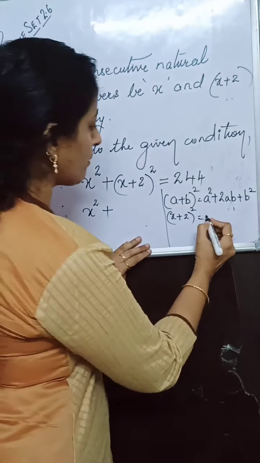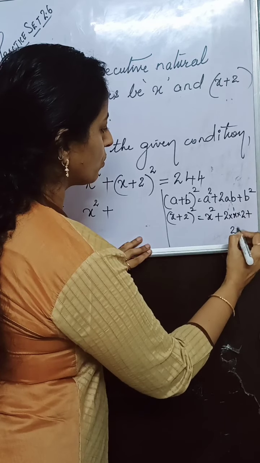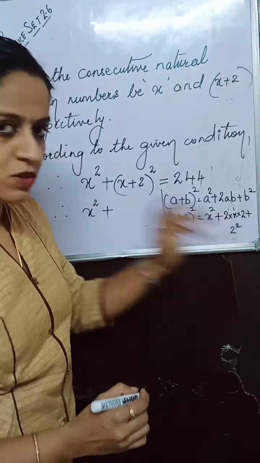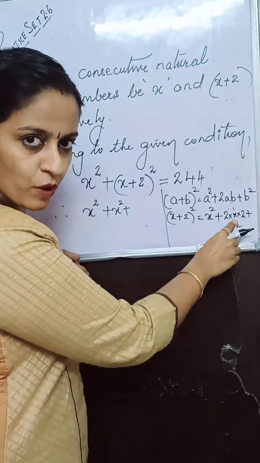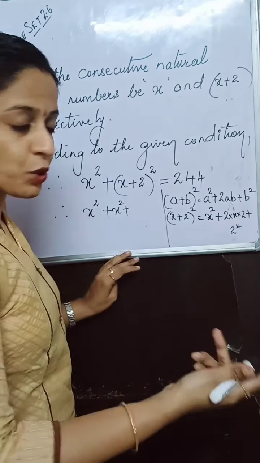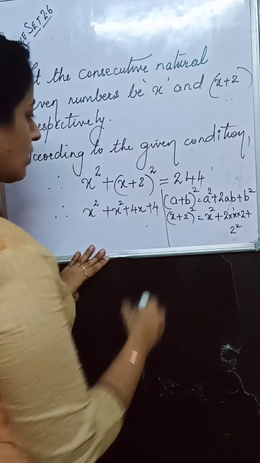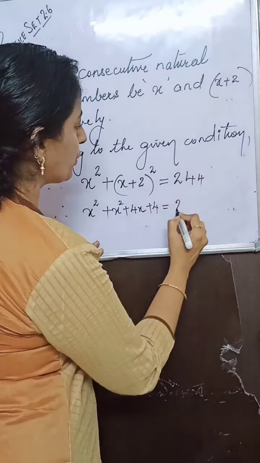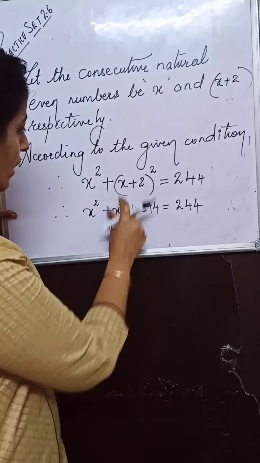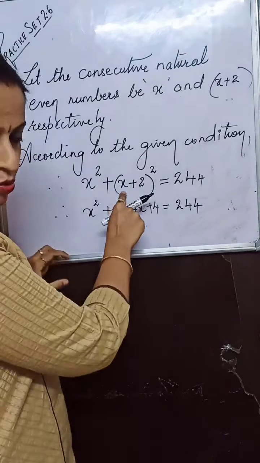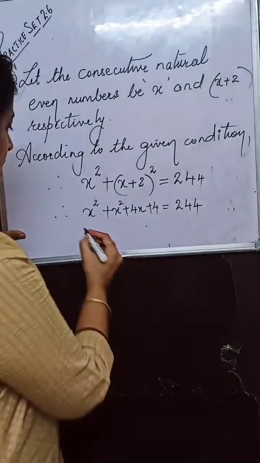(x + 2) the whole square will be x square plus 2 into x into 2 plus 2 square. So what will you get? x square plus 2 into x into 2, that is 4x, plus 2 square, which is 4, is equal to 244. I used the expansion formula (a + b) the whole square. So I got x square plus 4x plus 4 equal to 244. Now solve this.